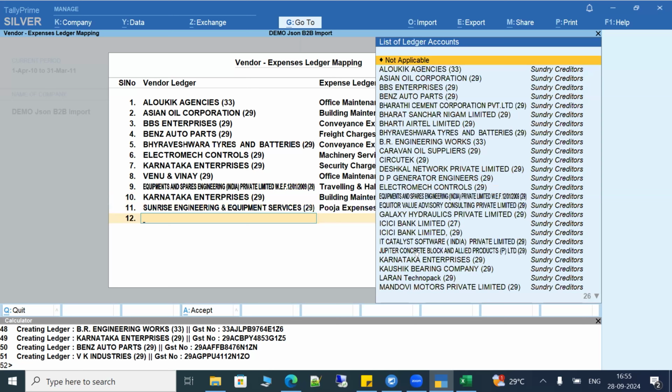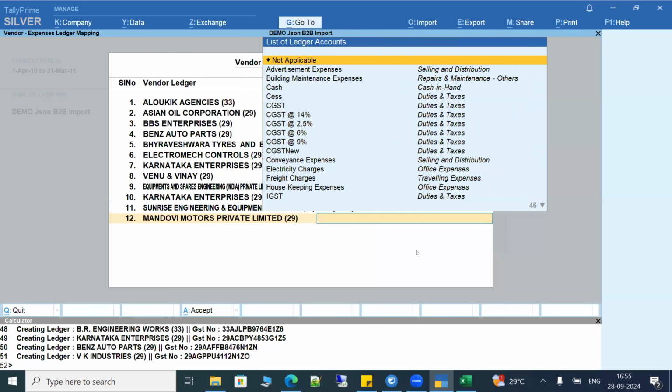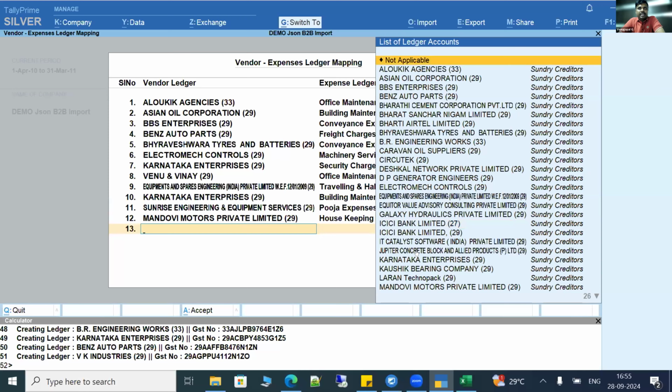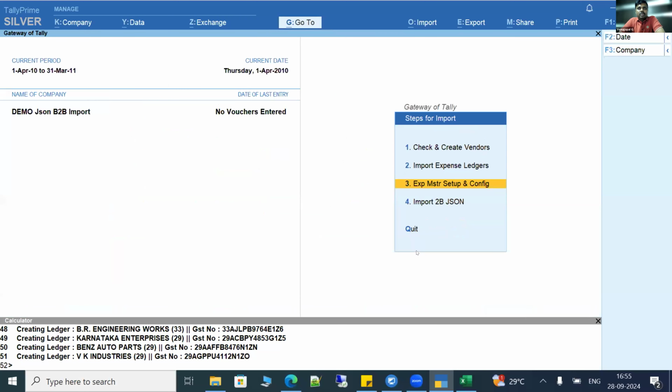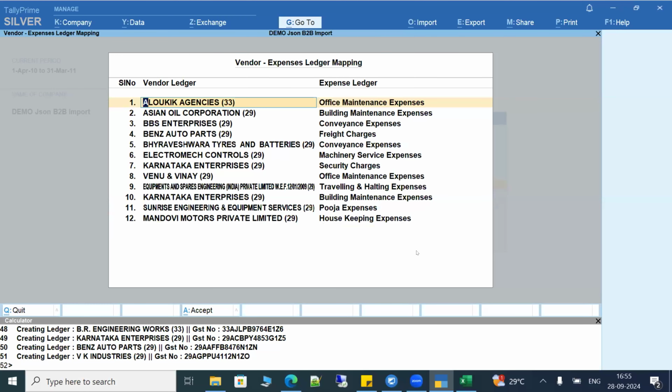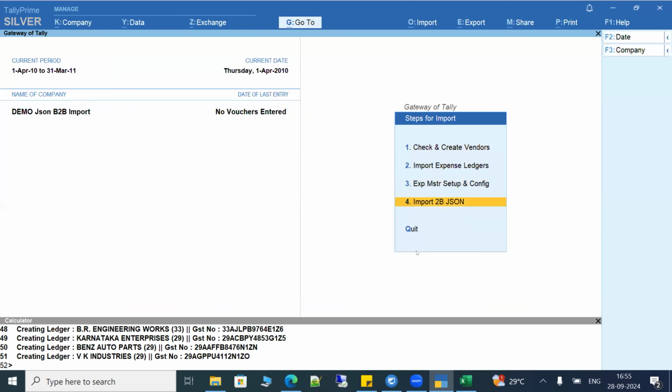Okay, I'm just giving 11 parties. Repairs and maintenance. Yeah, I just filled 12 vendors. Rest of vendors, almost 51 vendors are there. But out of 51, only 12 I mapped expense ledgers. Rest, it will take those configurations which I configured initially. Based on that percentage, we'll take from that, we'll see the differences.